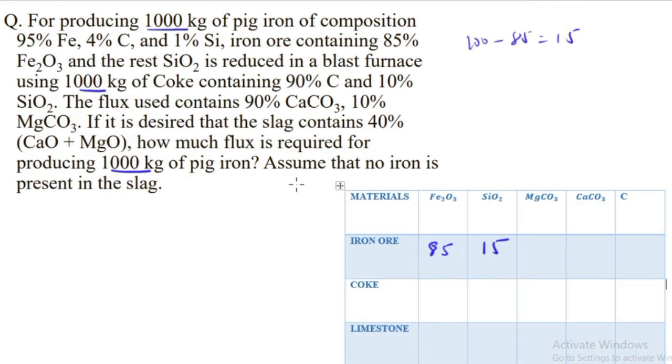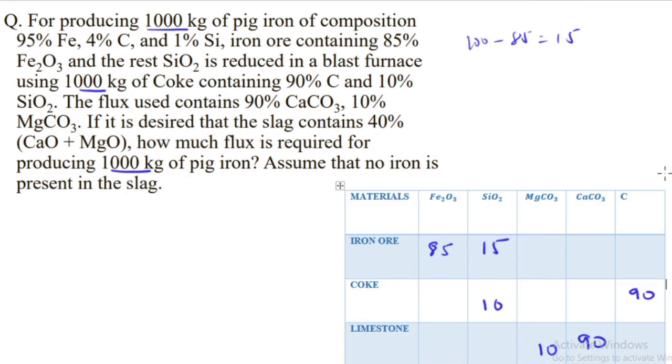Then let's move on to the coke. The coke contains 90% of carbon and 10% of silicate. So we have 10%. Then we'll go to the limestone. The limestone contains 90% calcium carbonate and 10% magnesium carbonate. I hope you're able to understand this table. It's very nice and helps you to solve your work.